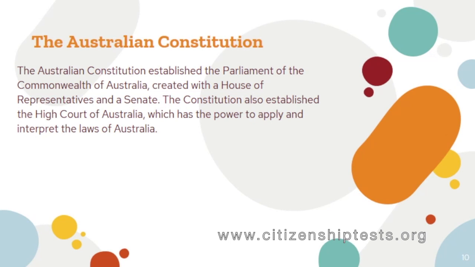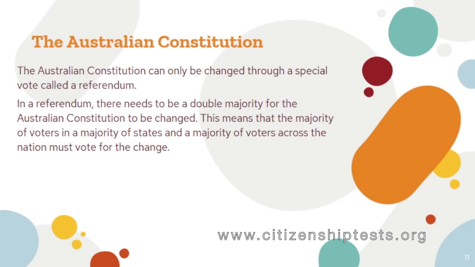The Australian Constitution established the Parliament of the Commonwealth of Australia, created with a House of Representatives and a Senate. The Constitution also established the High Court of Australia, which has the power to apply and interpret the laws of Australia. The Australian Constitution can only be changed through a special vote called a referendum. In a referendum, there needs to be a double majority for the Australian Constitution to be changed. This means that the majority of voters in a majority of states and a majority of voters across the nation must vote for the change.